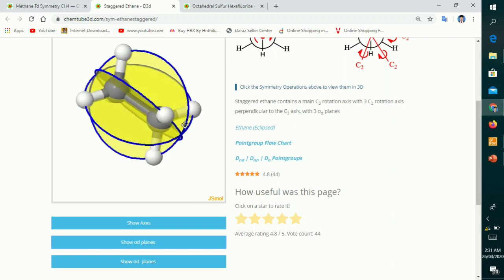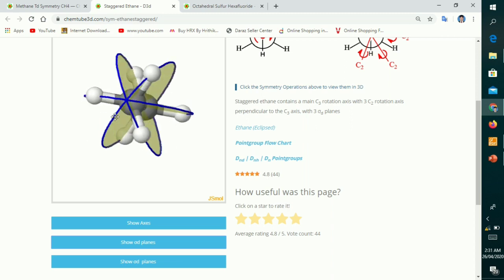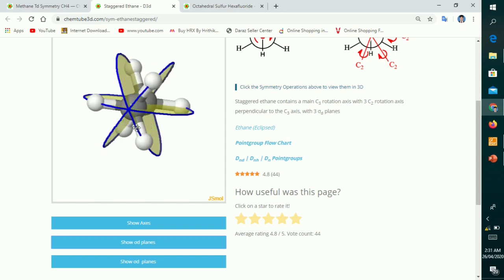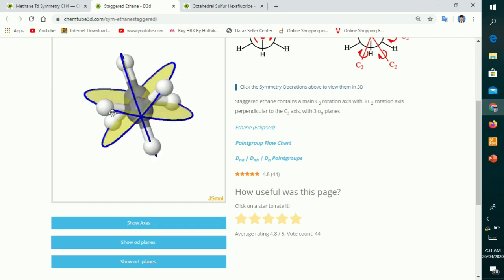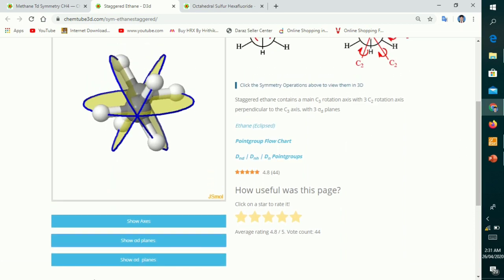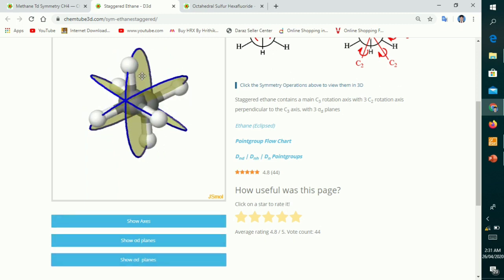There were 3 sigma d, as you remember. I would like to show all the 3. This is the first one, the arrow is where the arrow is still. This is the first one, and this is the second one, and this is the third one. You can see these are all 3 sigma d present in the staggered ethane. Here you can see all the sigma d present in staggered ethane.